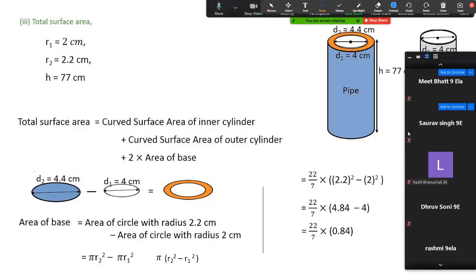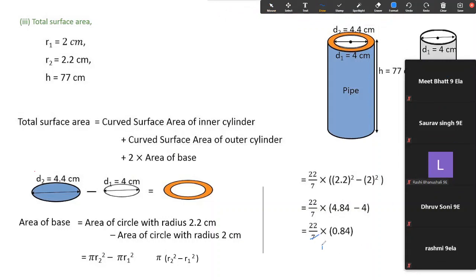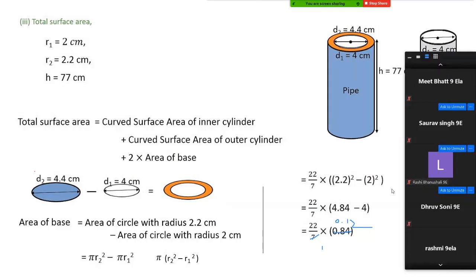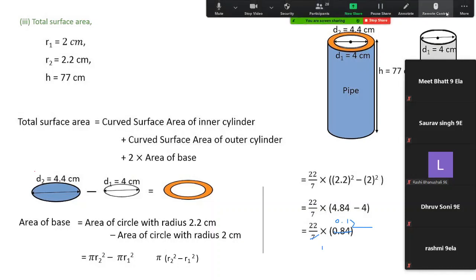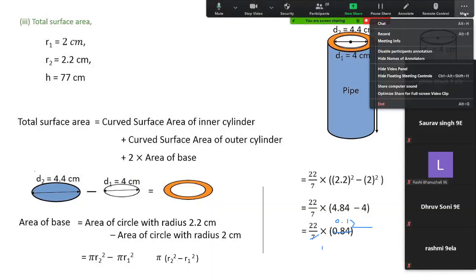Come on, work it out by yourself. 7 ones are 7. Multiply and get the answer. Yes, any doubt with this? We are calculating the base area, that is the area of the ring. Any doubt?